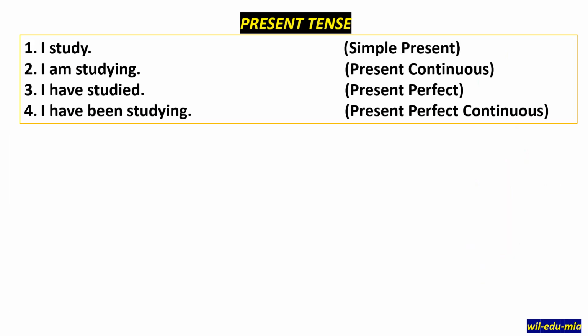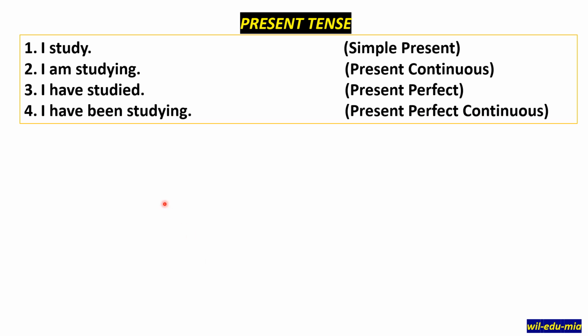Now we'll see or understand the four forms of the present tense. We'll read the sentences first. I study. I am studying. I have studied. I have been studying. Now here the verbs in all of these sentences refer to the present time and are therefore said to be in the present tense.